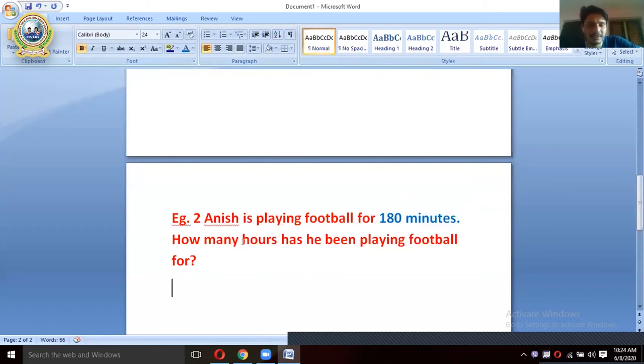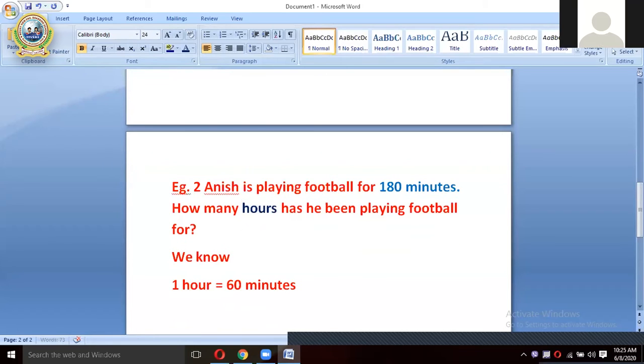Let me give another color. Now we know that 1 hour equals 60 minutes. 1 hour equals 60 minutes. Now, 180 minutes equals how many hours?